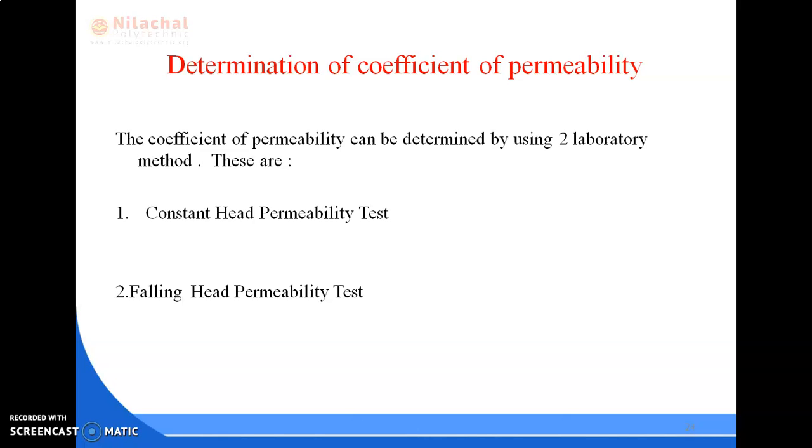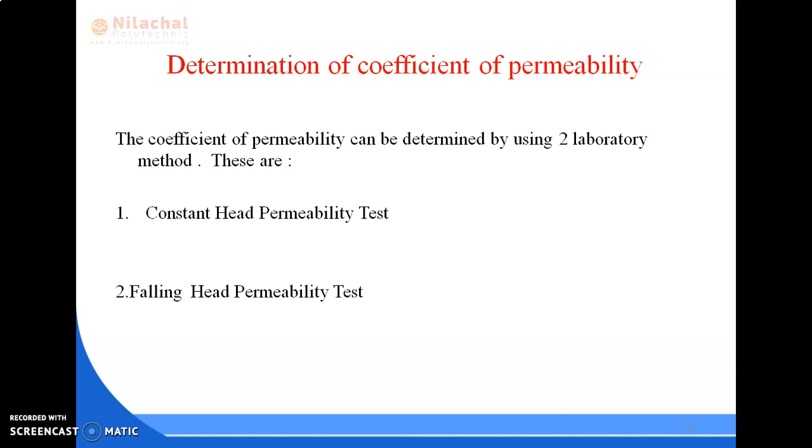Next is determination of coefficient of permeability. It is very much important. The coefficient of permeability can be determined by using two laboratory methods. Also there are some field methods or indirect methods, but in your syllabus only laboratory methods are given. So I will discuss only the two laboratory methods. The first one is the constant head permeability test. The second is the falling head permeability test.